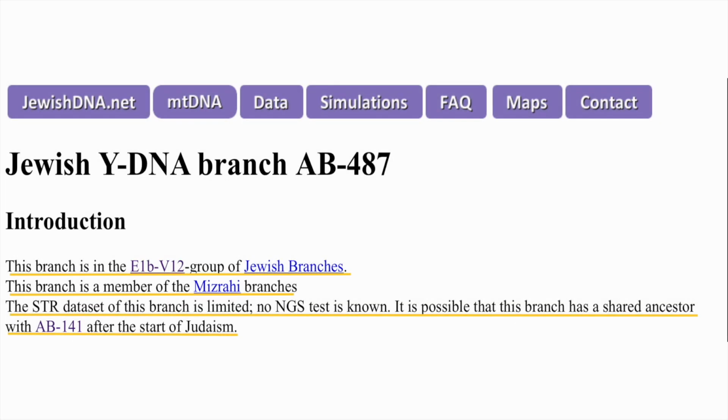This branch is in the E1B-V12 group of Jewish branches. This branch is a member of the Mizrahi branches. The STR dataset of this branch is limited. No NGS test is known. It is possible that this branch is a shared ancestor with AB-141 after the start of Judaism.